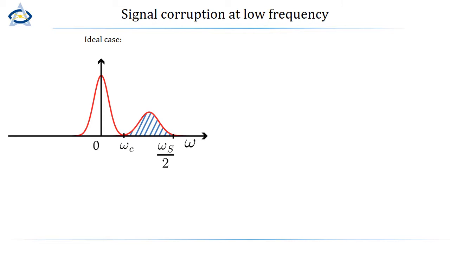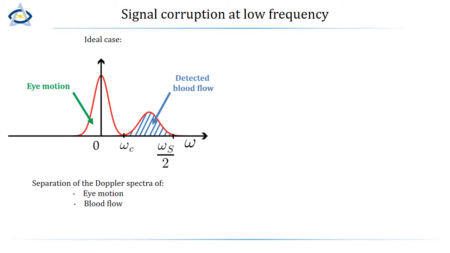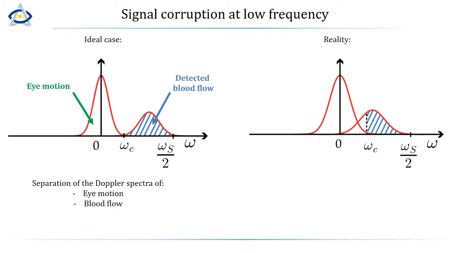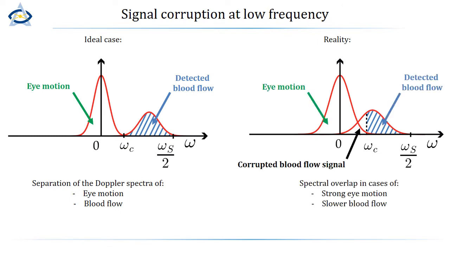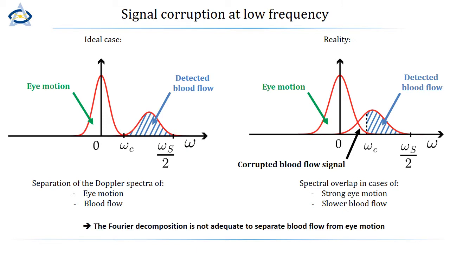In an ideal case, if you look at the temporal Fourier transform of the signal, you have at high frequency the contribution of blood flow, at low frequency the contribution of eye motion, and they are nicely spectrally separated. So in the Fourier domain they are separated, and you can just integrate nicely blood flow without having contribution of eye motion. But of course, in reality, whether you're looking at slower blood flow or in case the eye motion is stronger than usual, well, there is an overlap of the two parts of the spectrum, and where the two contributions are overlapped, the signal of blood flow is corrupted and it cannot be retrieved. And what this means is that the Fourier space is not adequate to separate blood flow from eye motion.